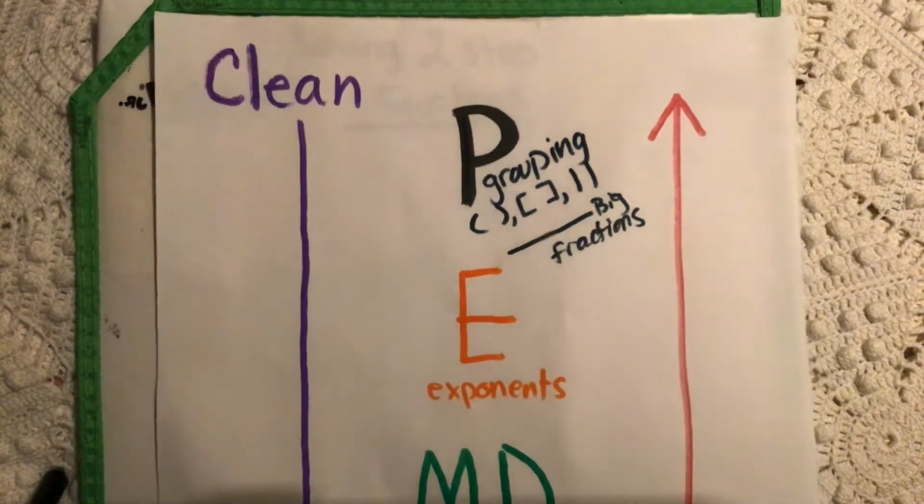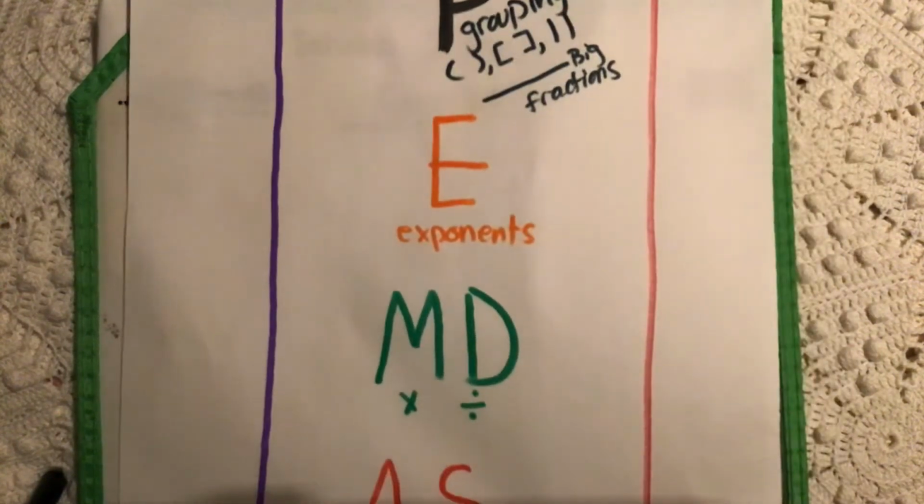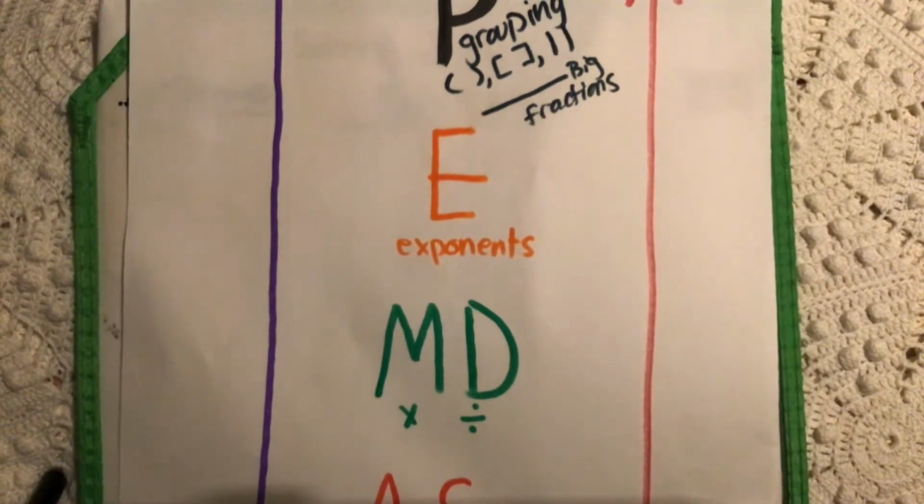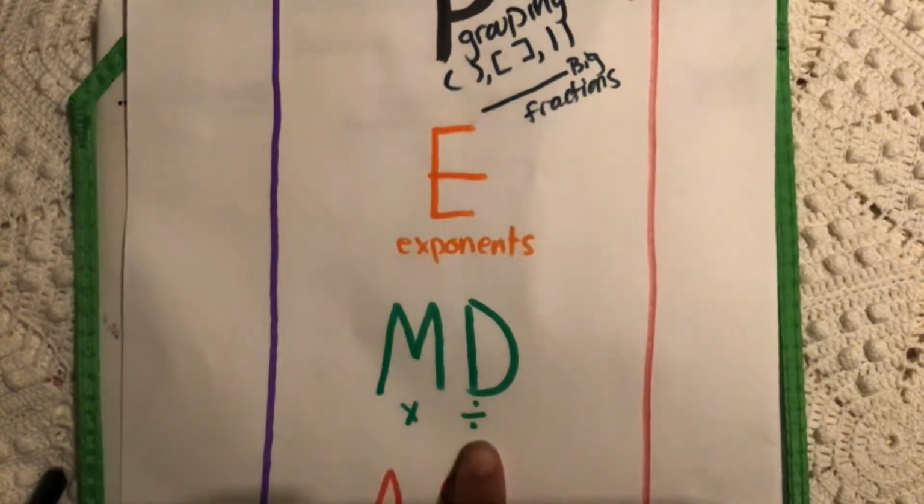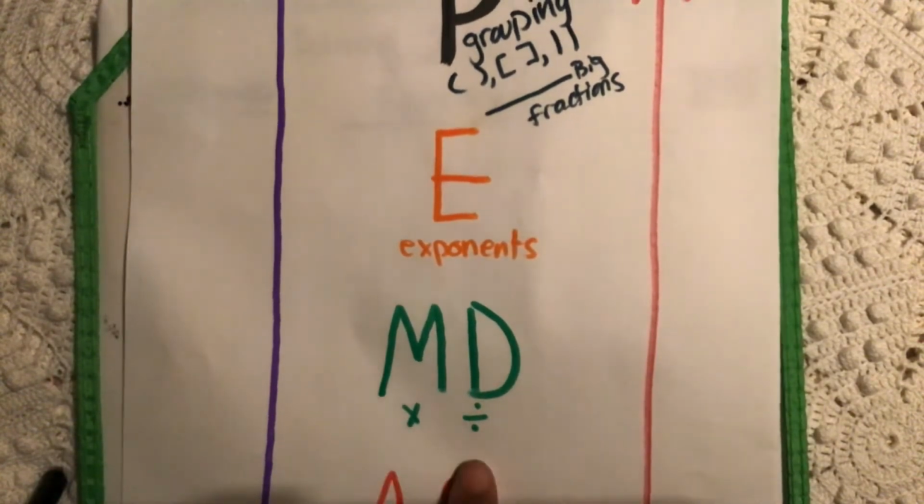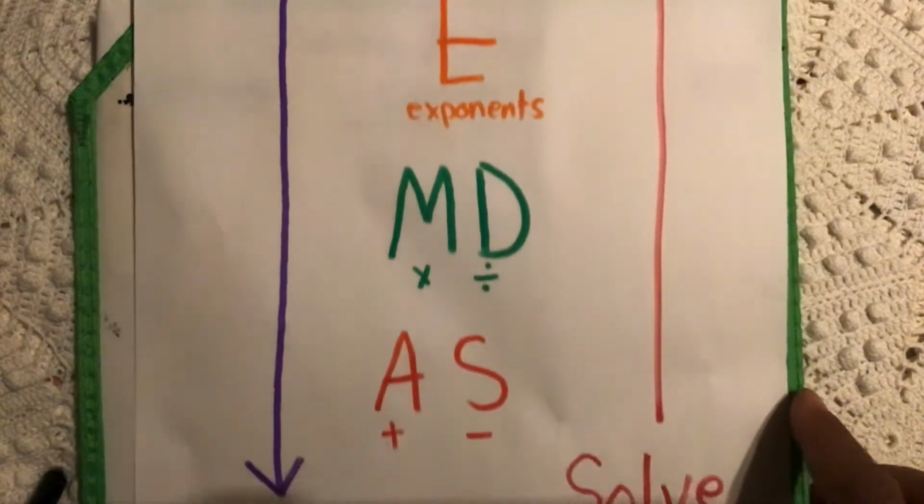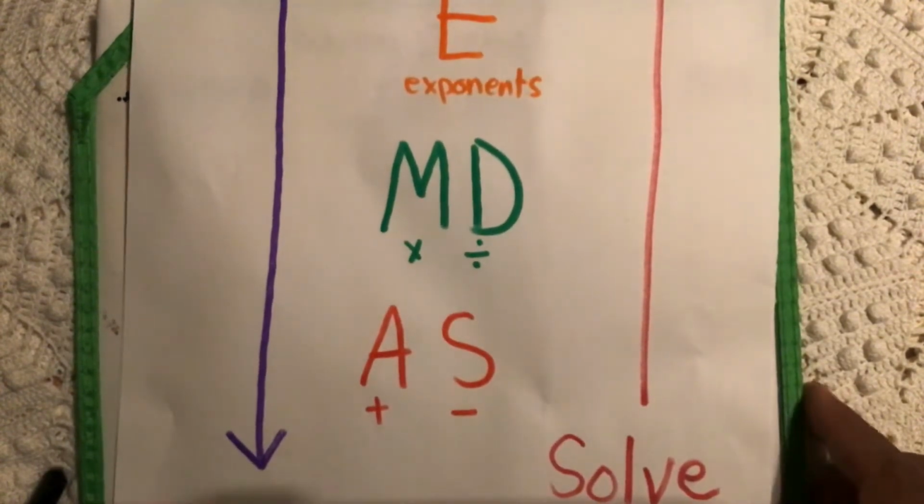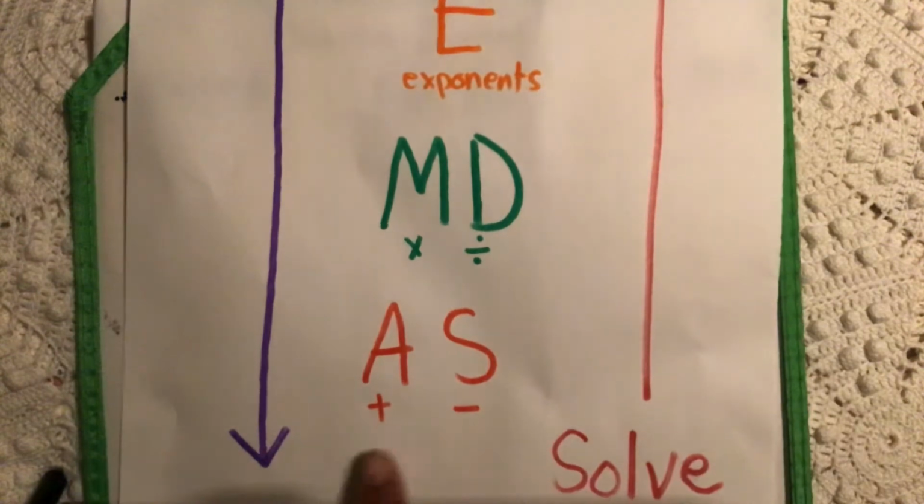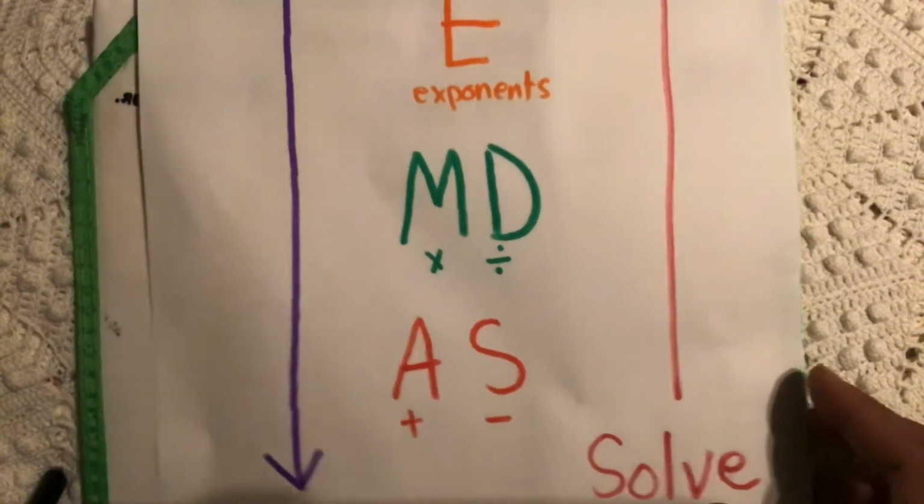The E stands for exponents. That hasn't changed. The MD stands for multiplication, division. You'll notice that I'm writing them side by side because they're equally important. You have to do whatever one comes first. And the AS stands for adding, subtracting. Likewise, side by side, whatever one comes first.